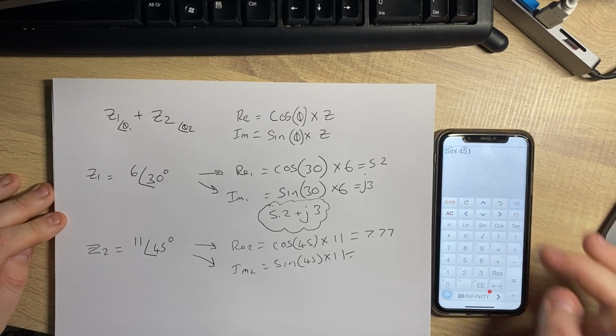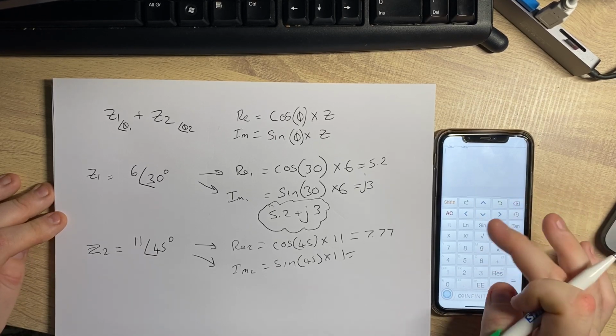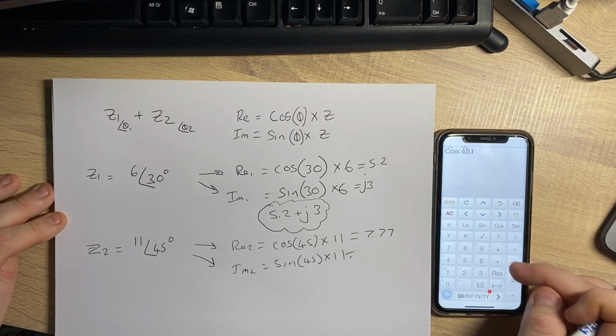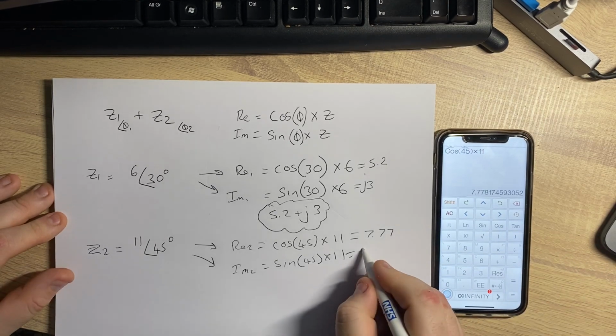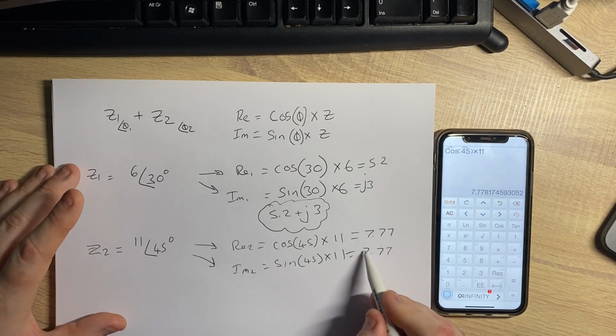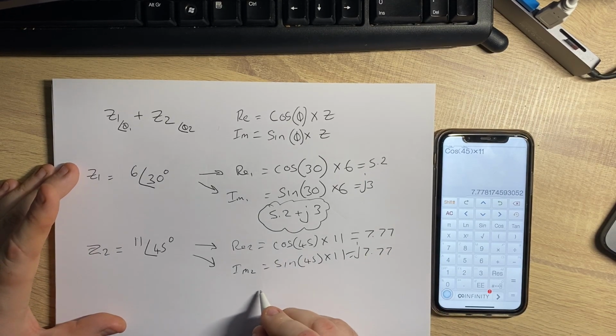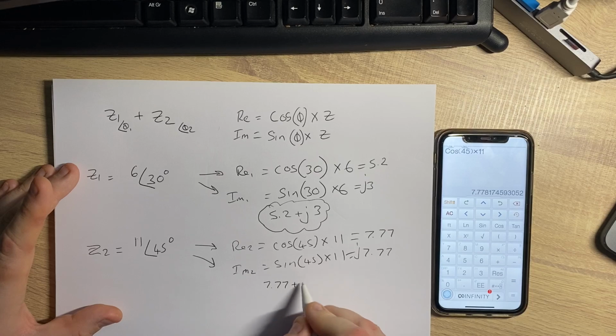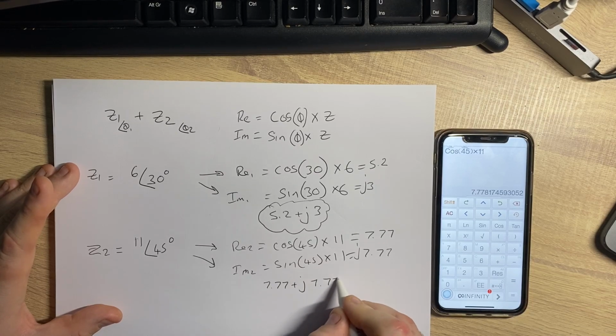I think I'm just going to do that again to make sure I haven't put that in wrong. Cosine 45 times by 11. No, yeah, they're both 7.77. Which would make sense because at an angle of 45, our real and imaginary are going to be exactly the same, aren't they? 7.77, and that's a J. So for this one here, our Z2 is going to be 7.77 plus J 7.77.